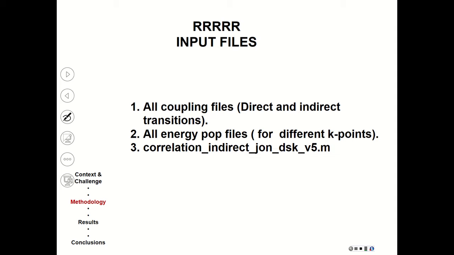So for K point 1 to K point 1, K point 1 to K point 2, K point 1 to K point 3, K point 1 to K point 4, and for other K points similarly. So we have 16 Redfield tensors files.